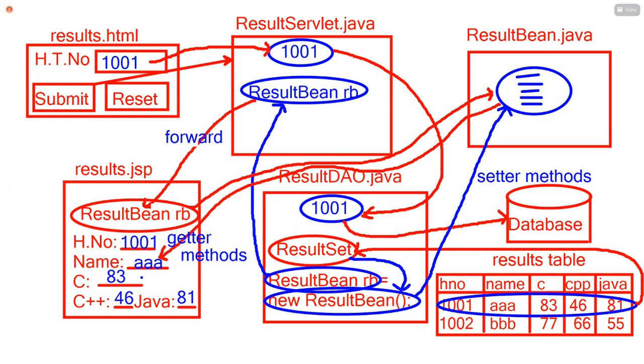So if you want to update the presentation logic, just update the HTML or JSP. No effect on other places. If you want to change the database, no effect on other classes, only the DAO class, the data access object, is affected. Okay, here only controlling logic, here only data. See, presentation logic, controlling logic, data access logic, data, all separated.